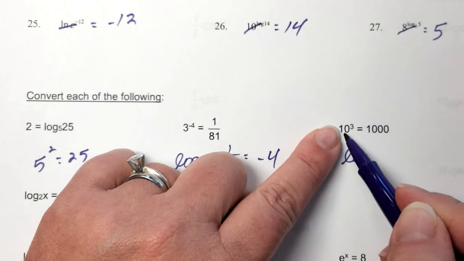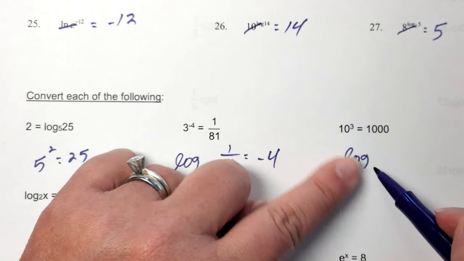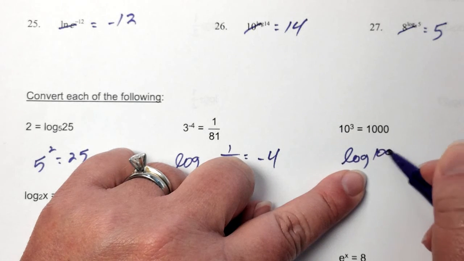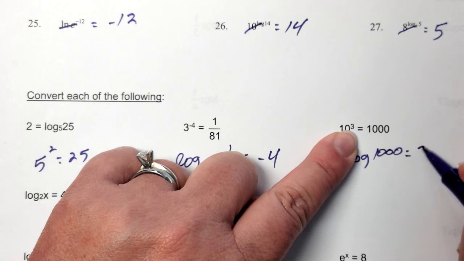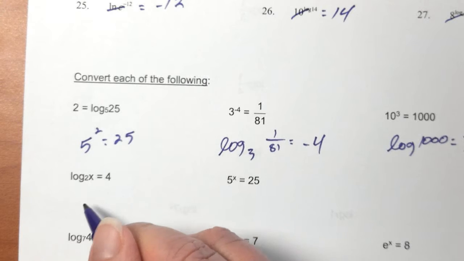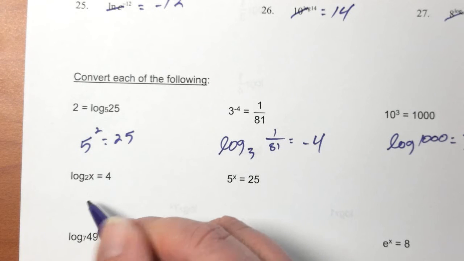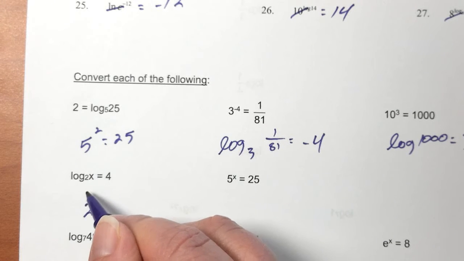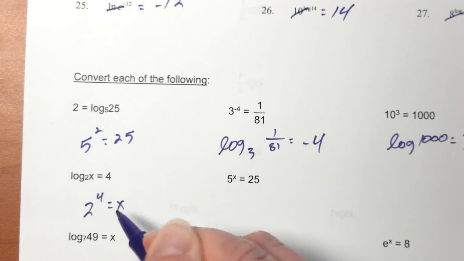No, we don't write the 10 if it's a base. So log implied base 10 of 1,000 equals 3. Okay. Here's another one. It's a log, so to convert to an exponential, we'll have 2 to the 4th equals x.